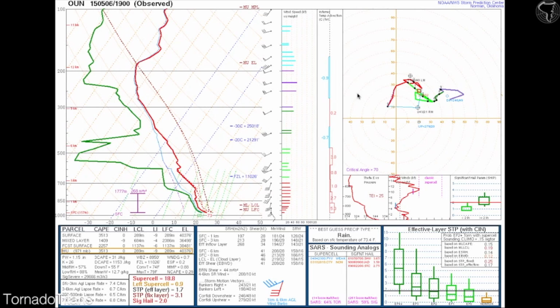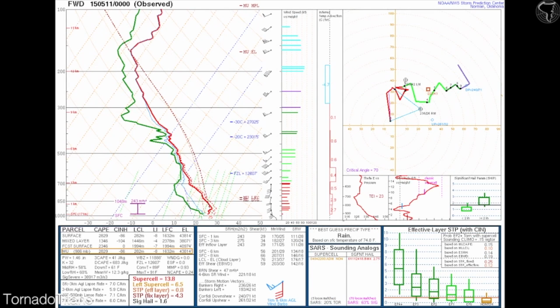So that's just one thing to look at. You've got to keep an eye on all this stuff. It's very important. Again, let's take a look. You see the Supercell Composite 18.8, your Sig Tor 1.7. We really didn't go into what's good here, but anything over 2, I kind of get excited about. Anything below that, it's there, but it's not extreme. So that's something to keep in mind. So let's take a look at the next one.